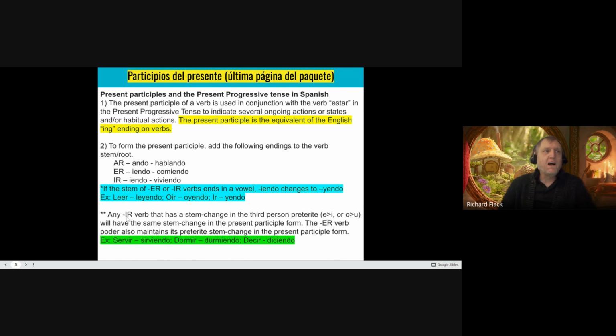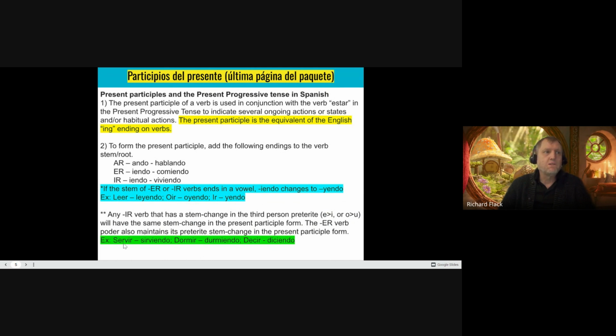Lastly, any IR verb that has a stem change in the third person preterite. The preterite is the past tense, which you will not learn until near the end of this year. So I will give these to you, just like any other stem change I've been helping you out with. So IR verbs that have a stem change in the third person in the preterite keep that stem change in the participle. So that's a weird extra rule that you really won't know. So again, I will help you out.